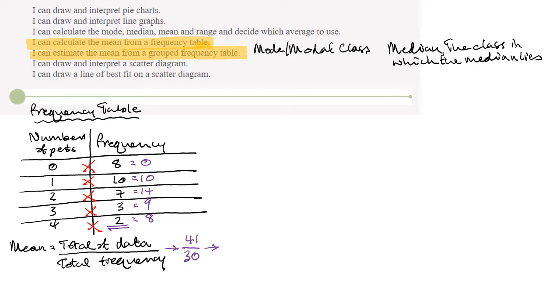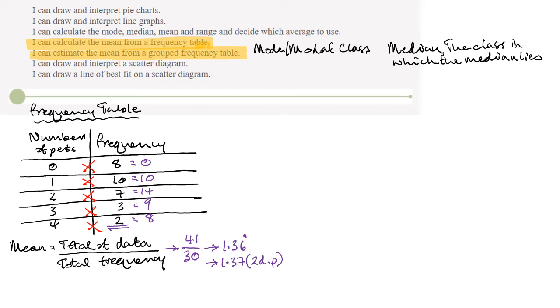So there's my mean, but I might want to change it to a decimal. So if I do 41 divided by 30, I get 1.36 recurring. And I could round that to one decimal place. So I could write that as 1.37 actually to 2 decimal places. So that's the mean. Total of the data, and we get that by multiplying the columns. Then we want the total of the frequency.